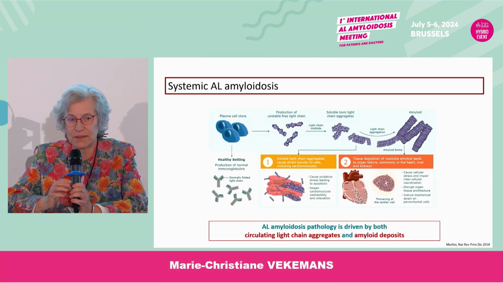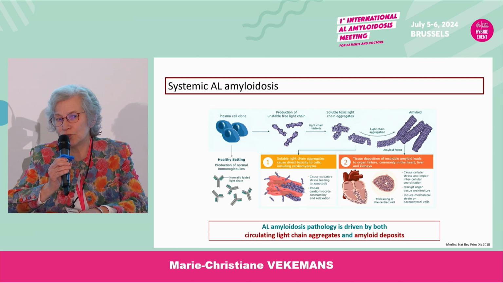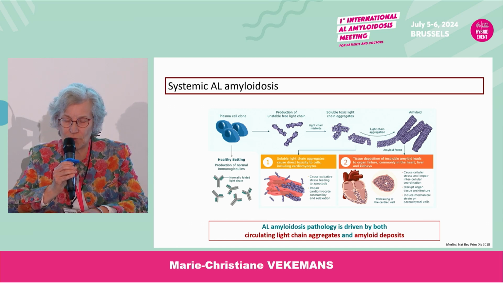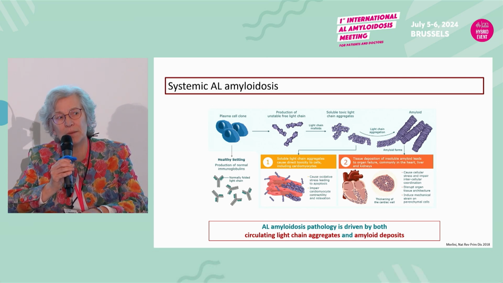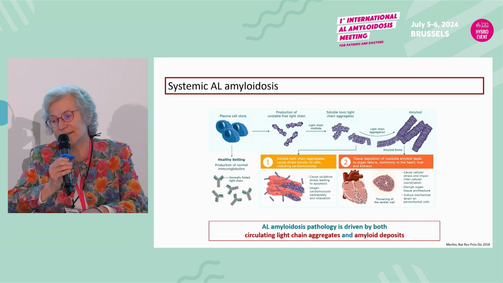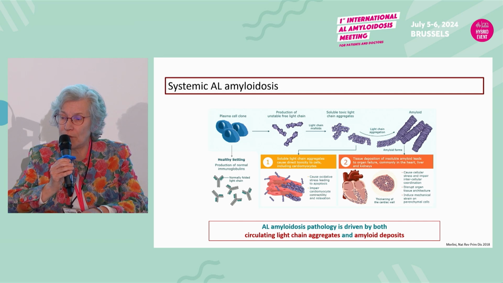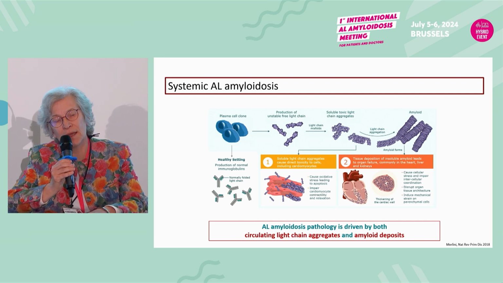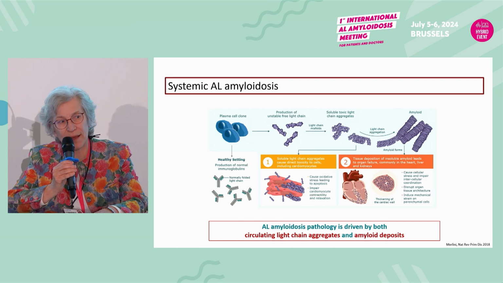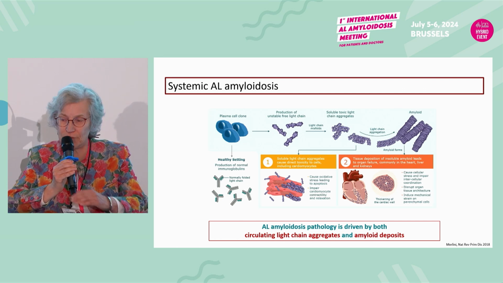So I will not repeat the pathogenesis of amyloidosis, just to say that the light chains that originate from abnormal plasma cells have special physicochemical properties that make them aggregate together, and this aggregate is very toxic for the cells, particularly for the cardiac myocytes. With time they also aggregate together, making very long fibrils that deposit in the organs because they are no longer able to stay in the bloodstream. And so amyloidosis is mainly driven by circulating light chain aggregates and amyloid deposits.